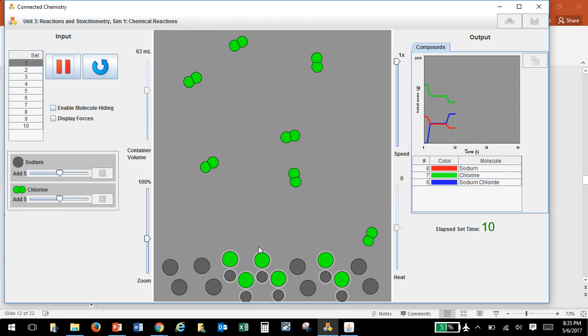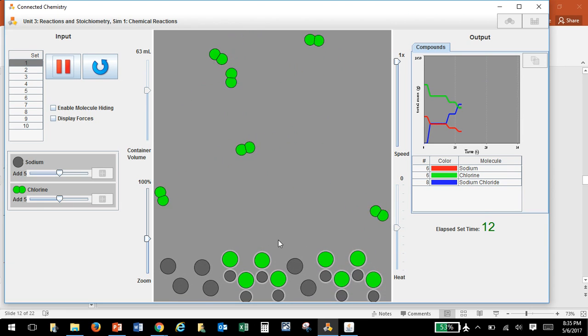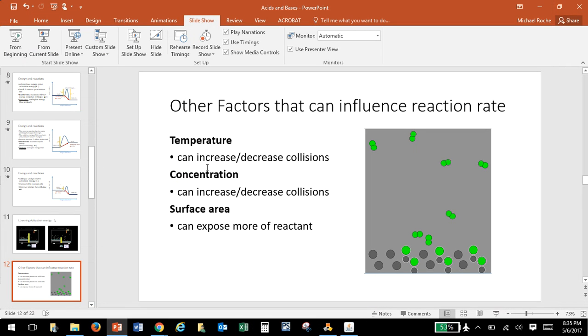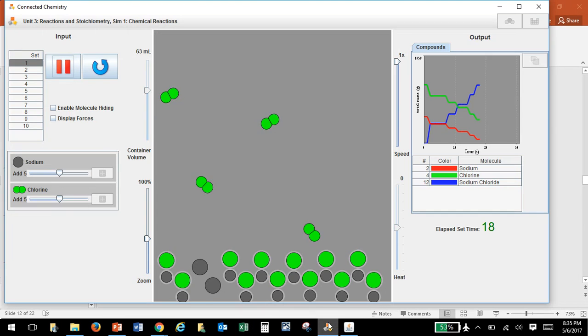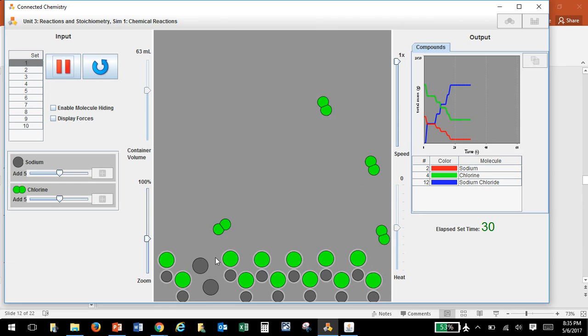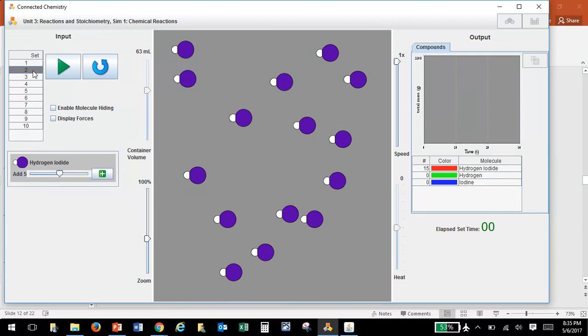Now, ways we can make these collisions occur more frequently is a couple things. We can increase the temperature, which unfortunately, even though that's a thing here, it won't let you move it, which is frustrating. But you can imagine if I increase the speed of these molecules flying around, they would collide more often, and then the reaction could occur more quickly. The reaction rate could occur more quickly in this case. Also, I can increase the concentration.